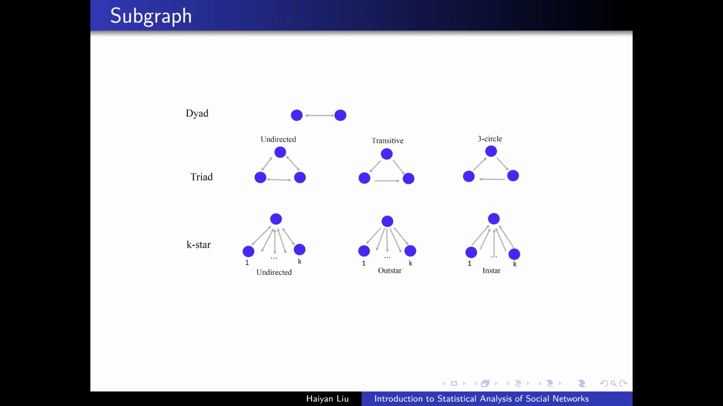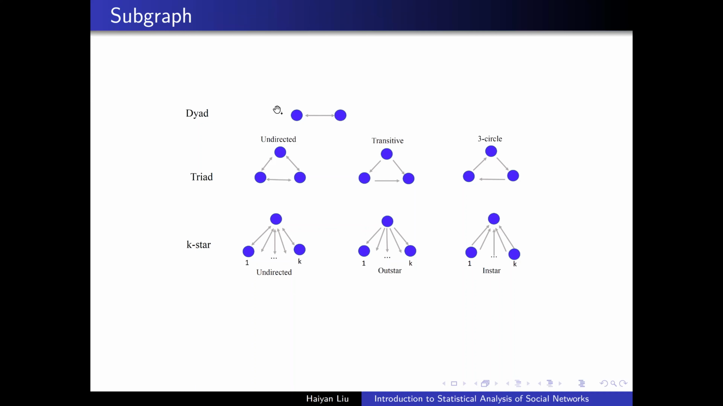Now, subgraph is another interesting kind of characteristic of a network plot. The smallest or most primary subgraph in a network is called a dyad. A dyad includes two actors or two bubbles as well as the potential relationship between them. For instance, this is a dyad with two nodes, and those two nodes connect to each other. Now, we could also have a dyad, right? Those two nodes disconnect with each other.